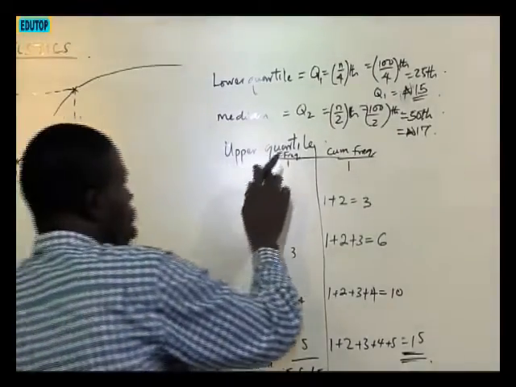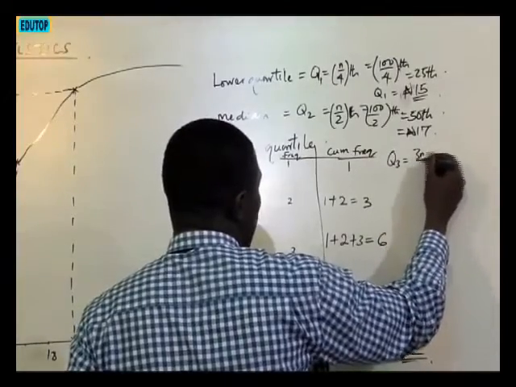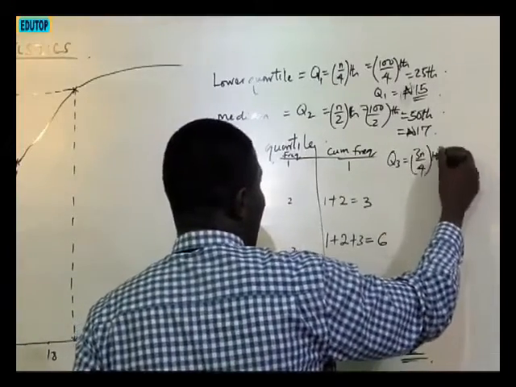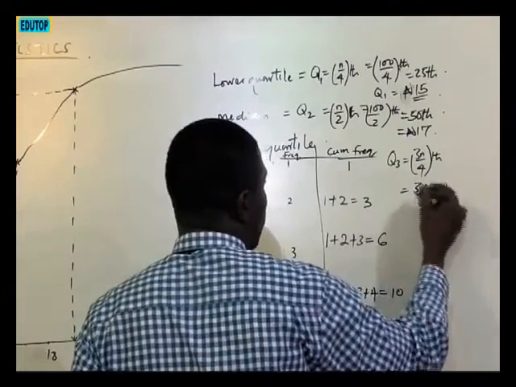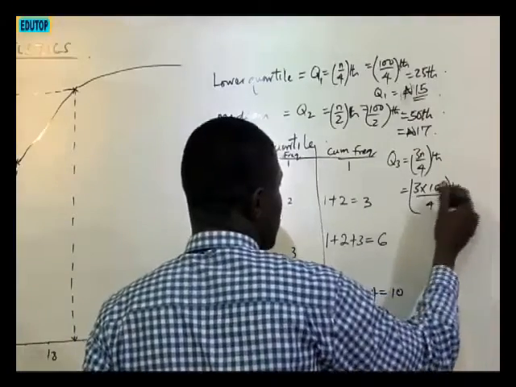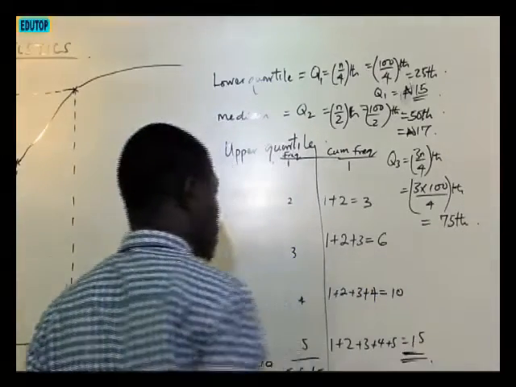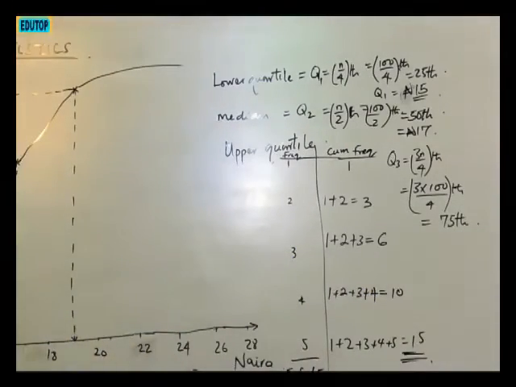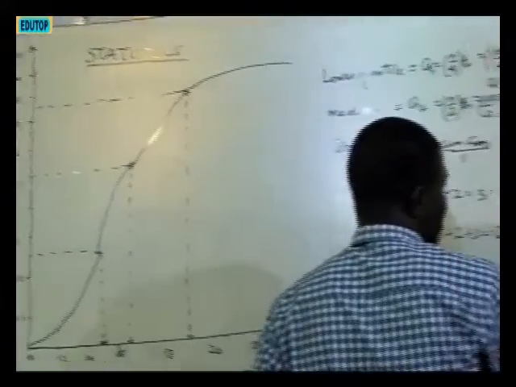Then the last one, which is your upper quartile. Upper quartile is Q3, and that will be 3n over 4. And since our n is 100, it will be 3 times 100 over 4, and if you do the mathematics very well, we are going to get the 75th term or 75th item. So since we have our 75th item, we trace down, and that will be striking the middle, which is 19 naira.